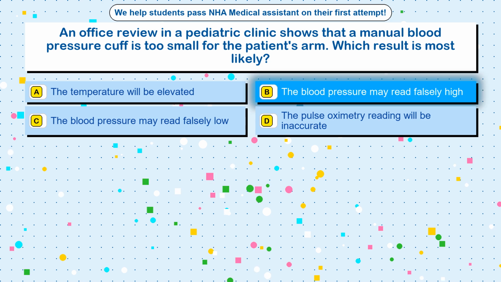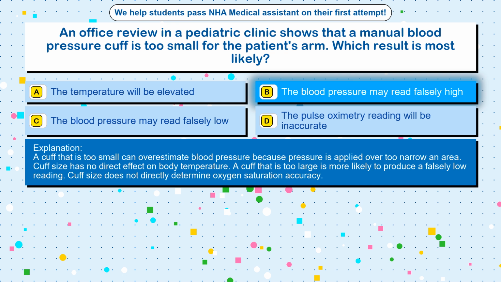The blood pressure may read falsely high. A cuff that is too small can overestimate blood pressure because pressure is applied over too narrow an area. Cuff size has no direct effect on body temperature. A cuff that is too large is more likely to produce a falsely low reading. Cuff size does not directly determine oxygen saturation accuracy.